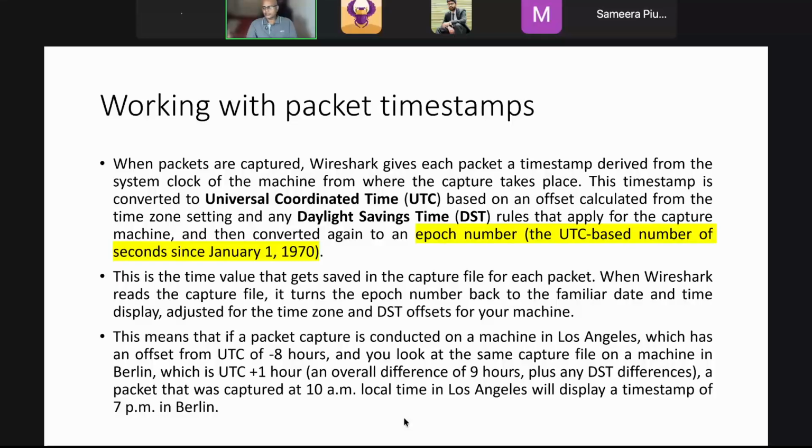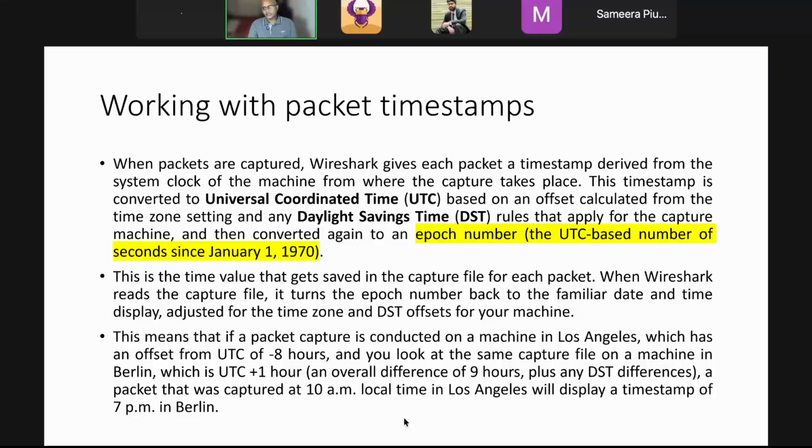The timestamp is then converted to Universal Coordinated Time, usually named UTC time, based on the offset calculated from the time zone. Now we are in a time zone with GMT plus 5:30, right?